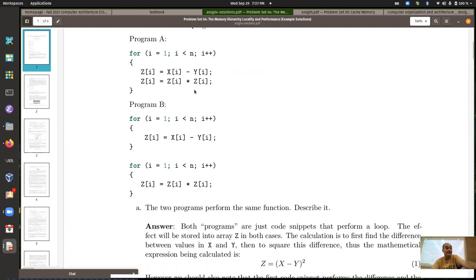Because cache misses really can affect performance, because each level of memory, like we talked about, is usually an order of magnitude or more slower than the faster level when we have multi-level caching schemes like this.